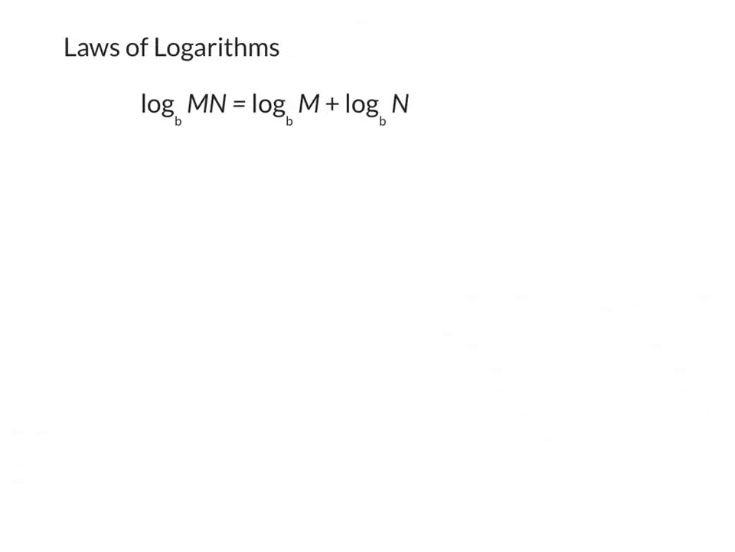The first of these is the product rule. If you've got the log of a product, it's equal to the sum of the logs of the individual factors. For example, the log to the base b of m times n is simply equal to the log to the base b of m plus the log to the base b of n. Or if we were to use numbers, the log to the base 2 of 5 times 10 is equal to the log to the base 2 of 5 plus the log to the base 2 of 10.